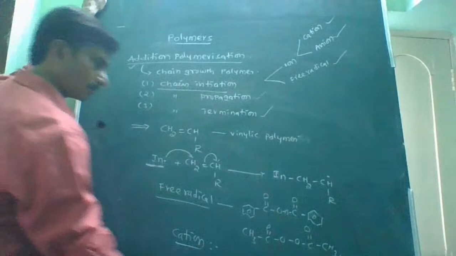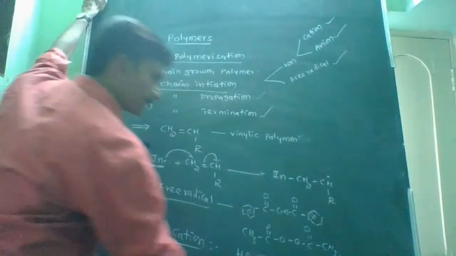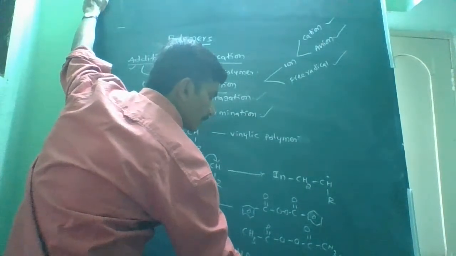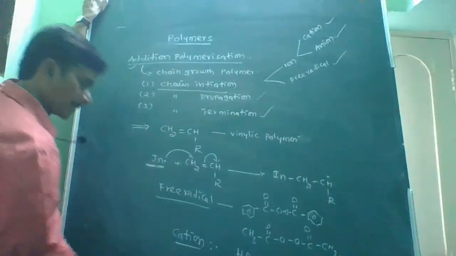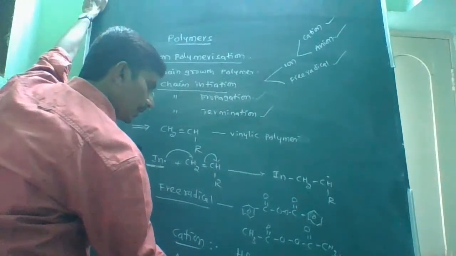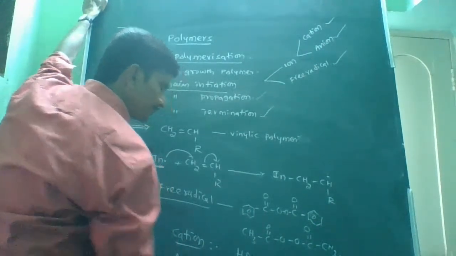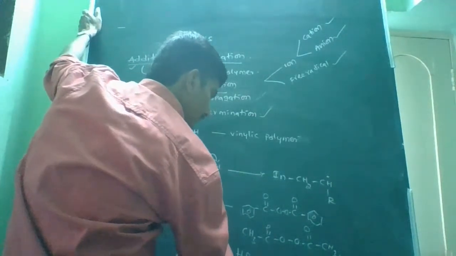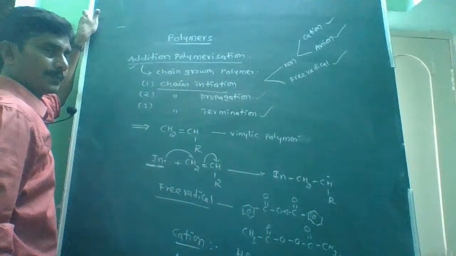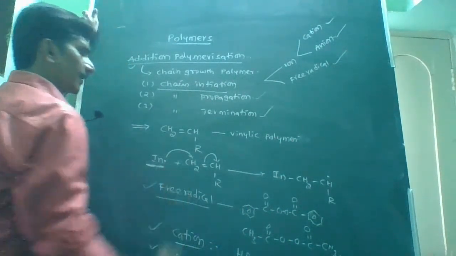For cation, HBr. For anionic polymerization, we use any amide compound, for example, lithium amide and alkyl lithium compounds. So these are the initiators for the cationic and anionic radicals.